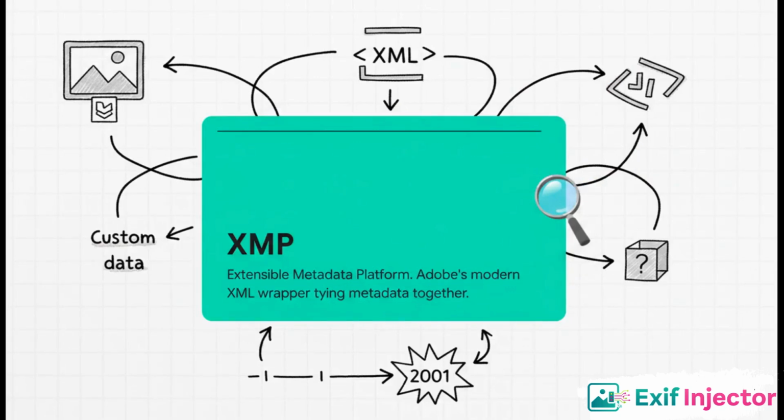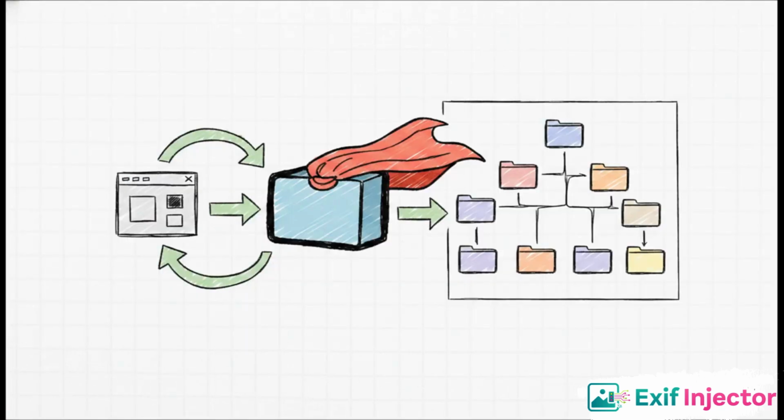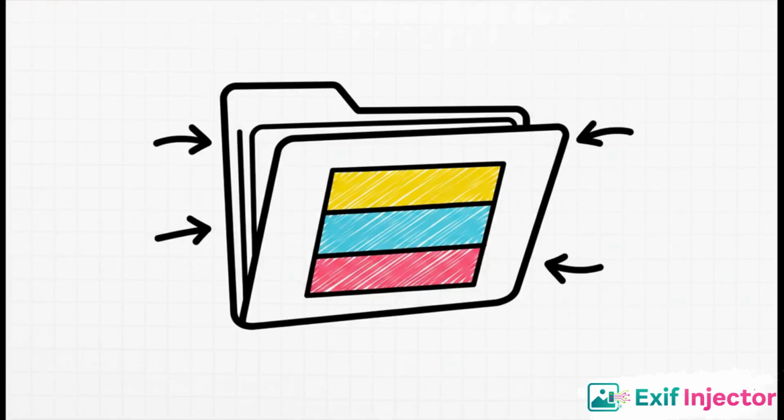It's a modern master wrapper mirroring the others and adding custom data. Inside Lightroom, XMP basically runs your workflow. It reads data, tracks your edit history, and syncs everything for export. XMP has 7 wild superpowers. It survives software round trips and stores complex hierarchical keywords without losing a single detail. The crazy part? All 3 of these layers stack together inside dedicated segments within one single JPEG file.